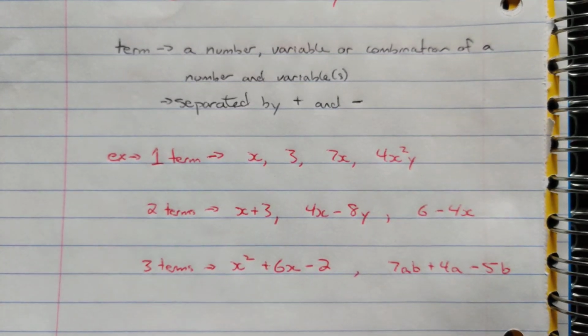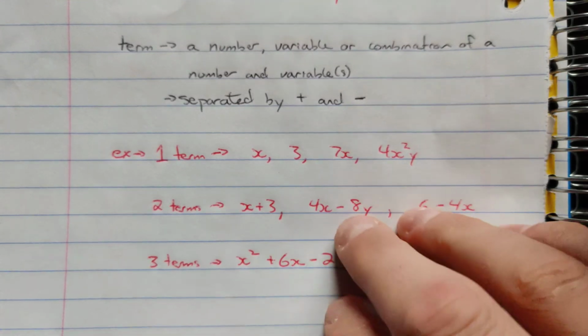Two terms, we've got x plus 3, 4x minus 8y, 6 minus 4x. These are two terms because we have a plus or minus separating two separate individual terms. Three terms, x squared plus 6x minus 2, 7ab plus 4a minus b. These are separate terms with plus and minus signs in between.